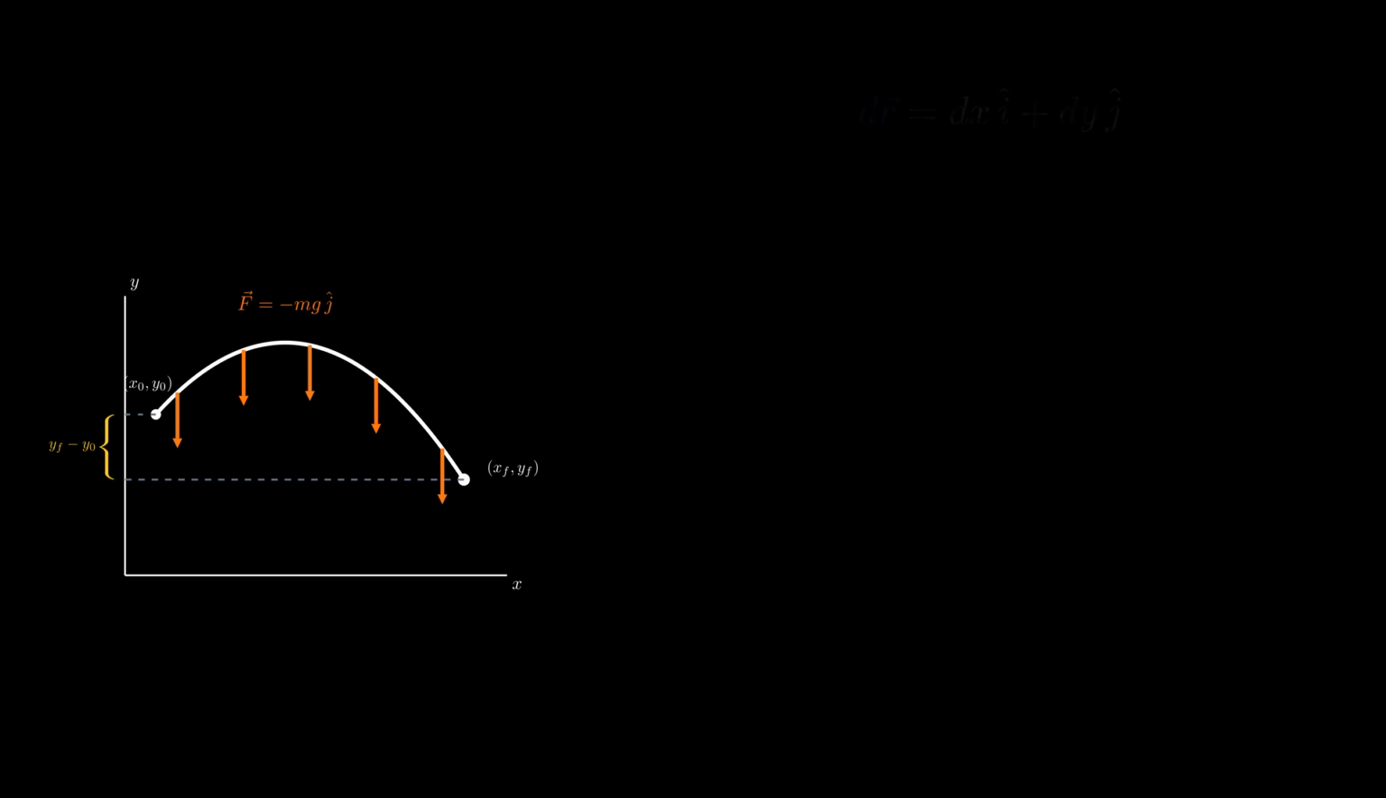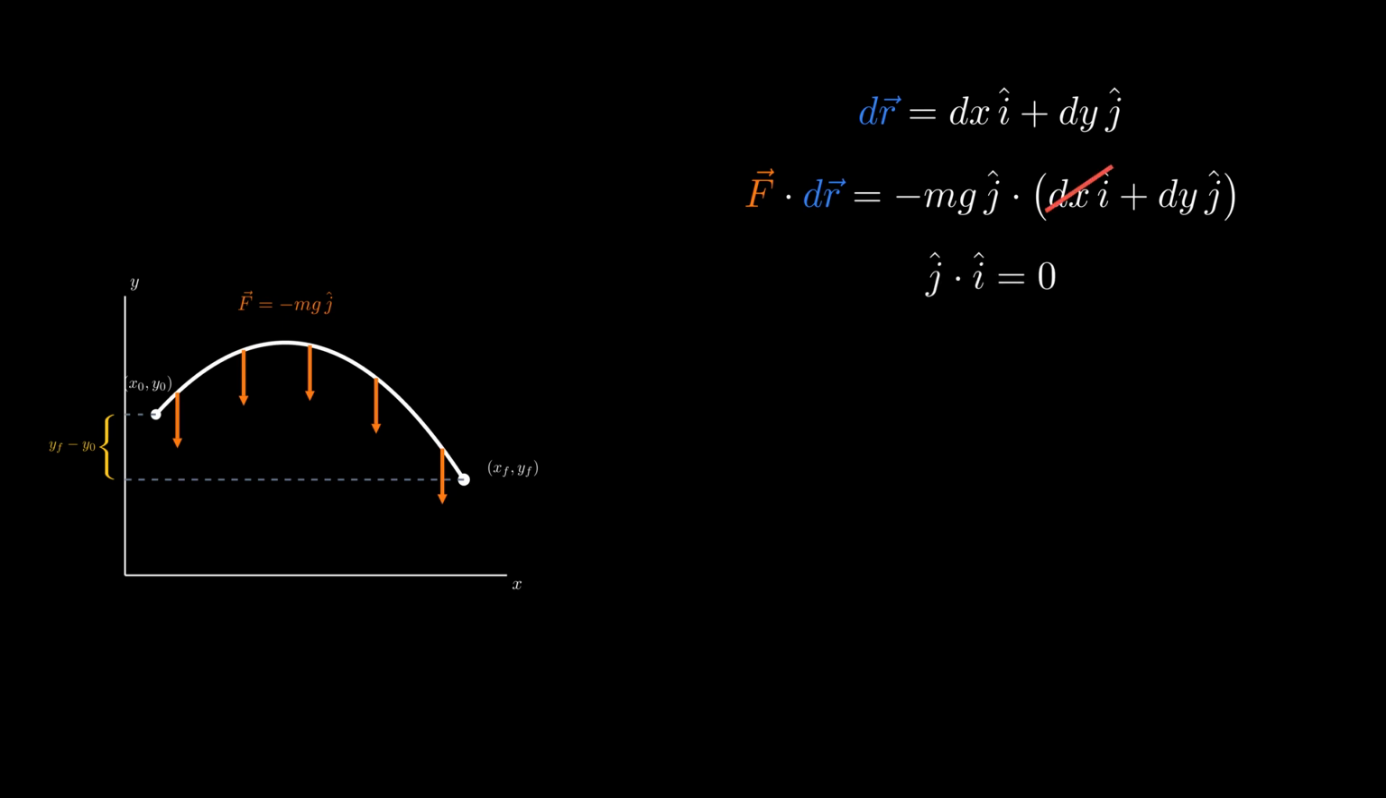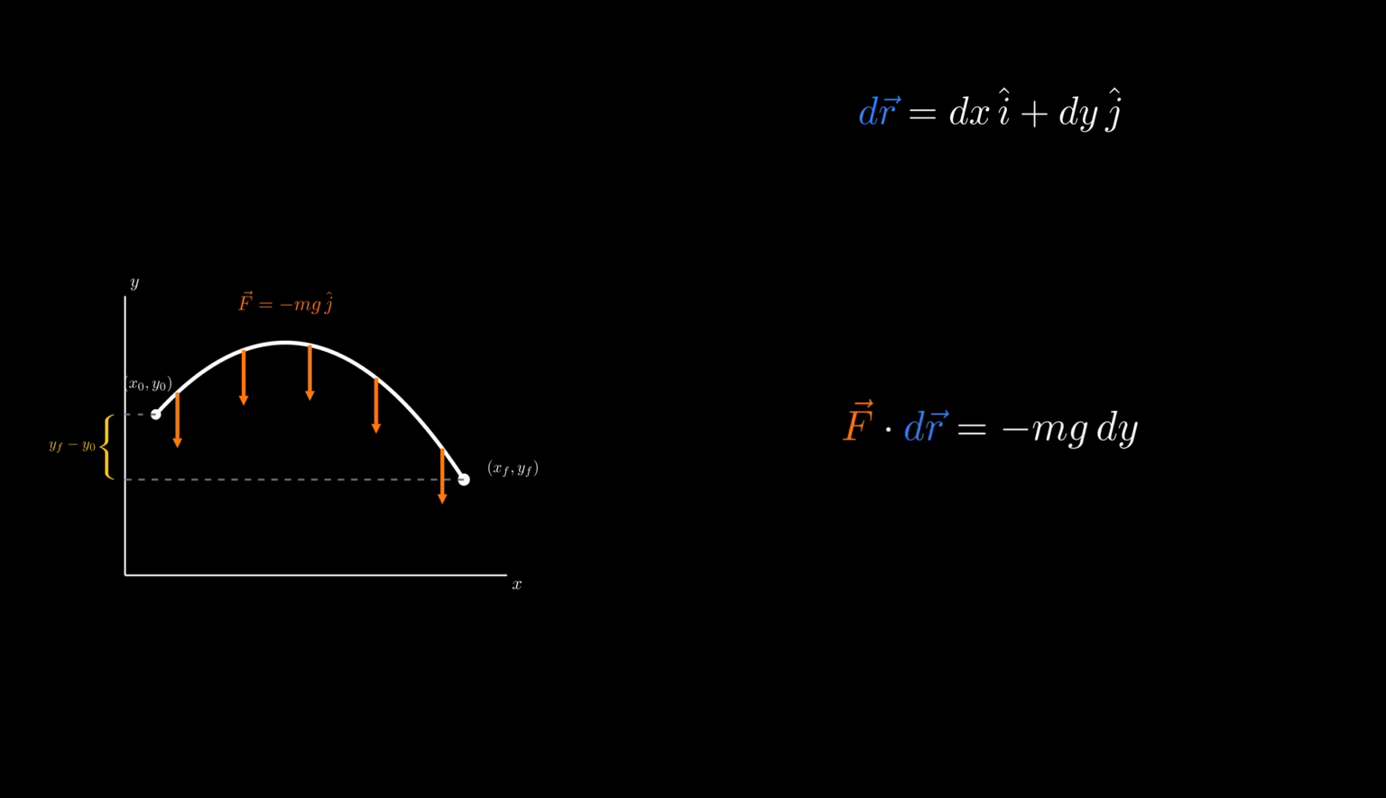The motion stays in a vertical plane, so the line element needs only two terms, dr equals dx i hat plus dy j hat. Form the scalar product with the force, F dot dr equals minus mg j hat dotted into dx i hat plus dy j hat. Distribute the dot product. j hat dot i hat is 0, so the horizontal term dies completely. j hat dot j hat is 1. What remains is F dot dr equals minus mg dy.